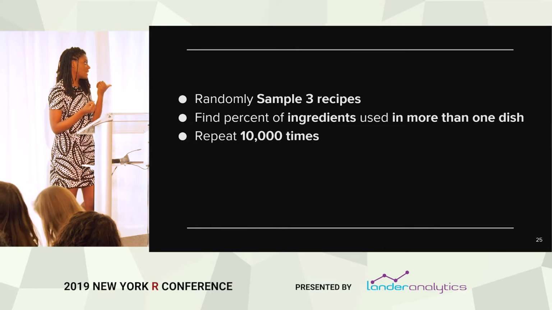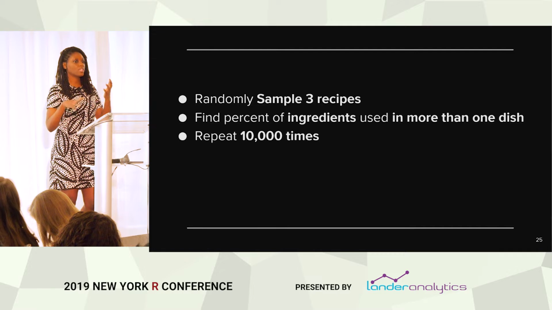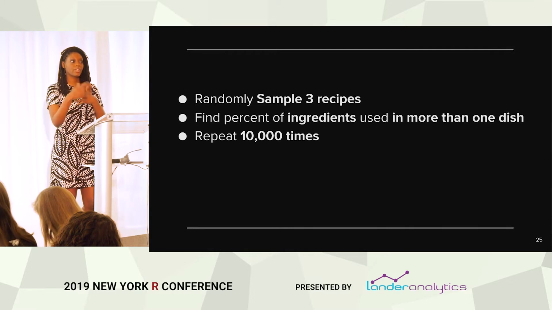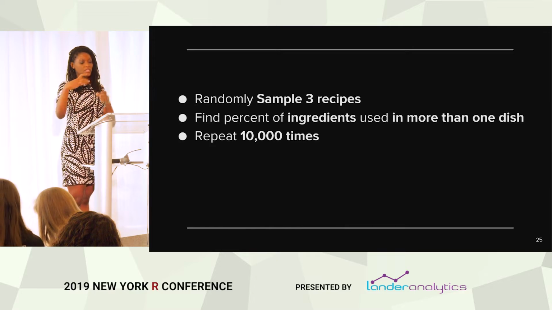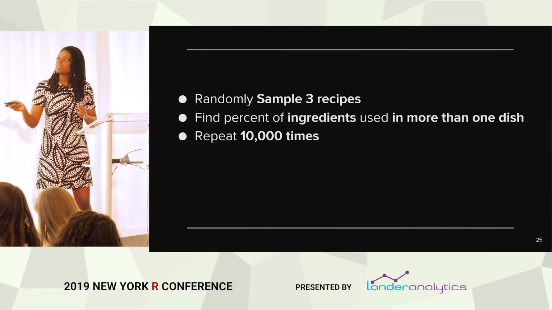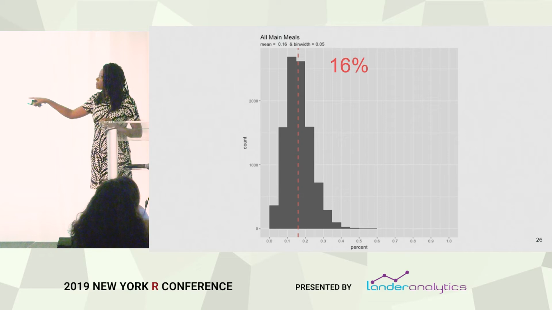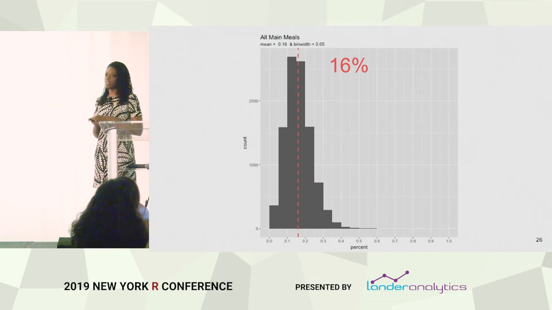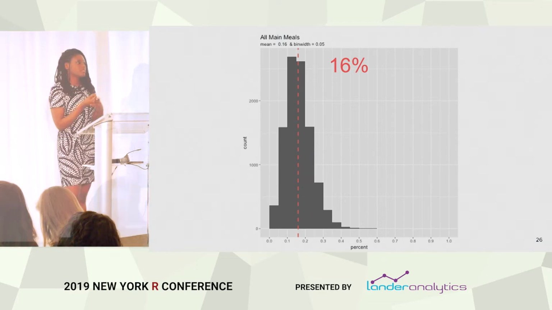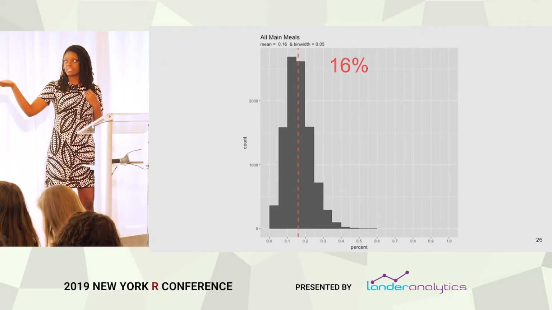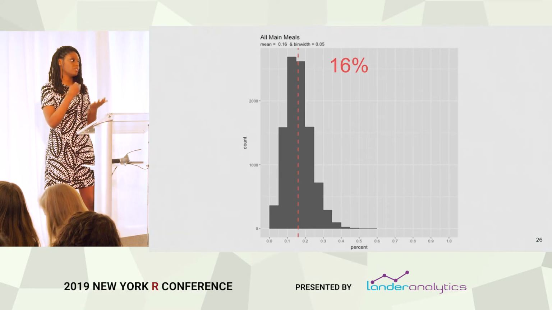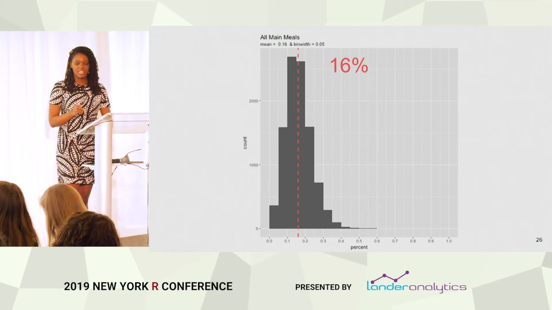So I'm going to show you what that looks like, in addition to showing you what some of the food words in these groups were, in addition to some of the different recipes. I completed the experiment with all of the recipes first. Like I said, pool 3, see what percent are used in more than one recipe, and on average you expect 16% of the ingredients to be used in more than one dish.